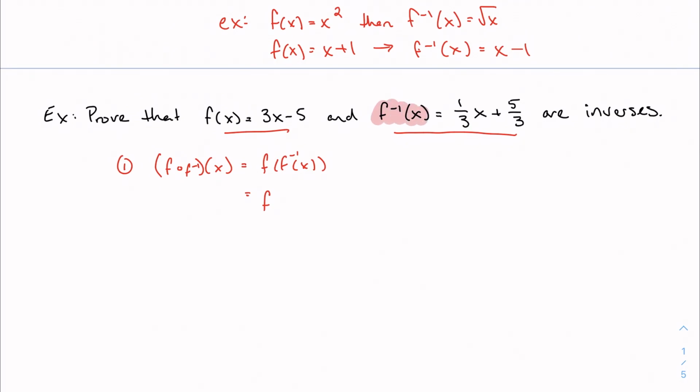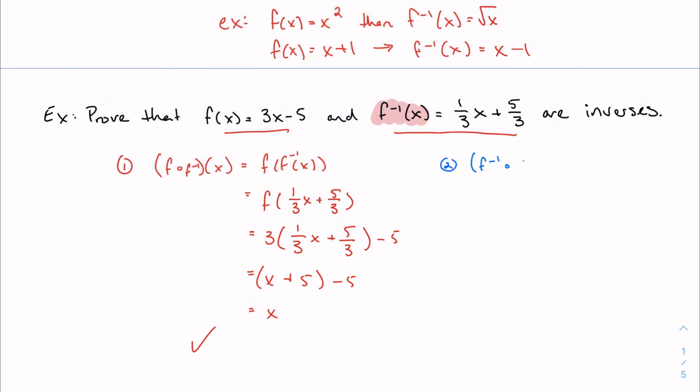into my function. So this is going to be f of 1/3 x plus 5/3, which is to say, take 3x minus 5, and where I have an x, I'm going to replace it with my function. So let's simplify. We'll distribute the 3, combine like terms, and I get x. So this works out that way. That's good. Let's check it the other way.